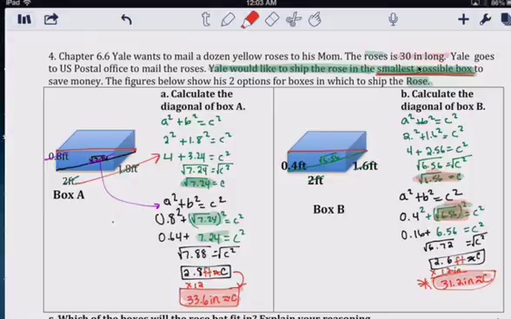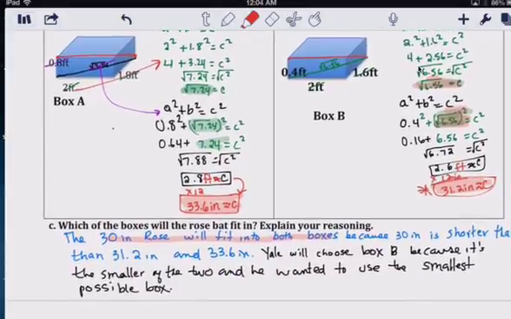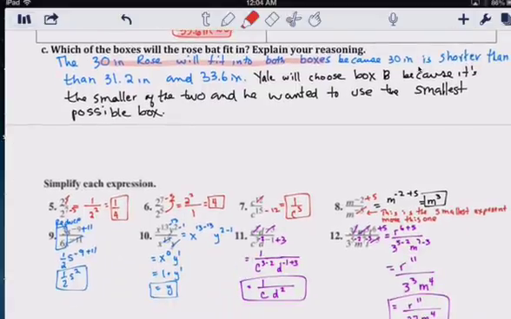Obviously the rows will fit into both boxes. Those are only 30 inches. And that's what we say here. The 30-inch rows will fit into both boxes because 30 inches is shorter than these two lengths. Okay. Biel will choose box B because it's the smaller of the two boxes. He wanted to use the smallest possible box. Okay, and this is how you do these.